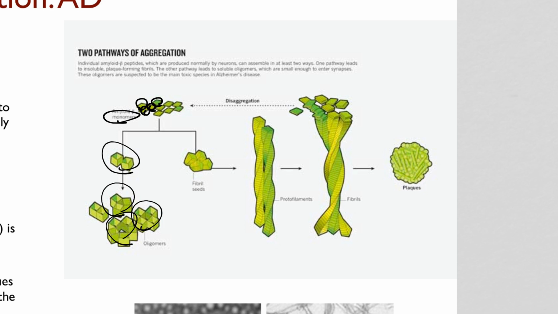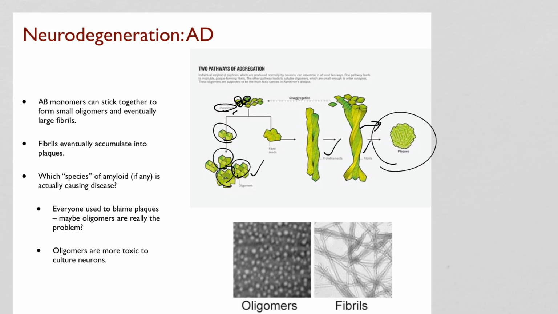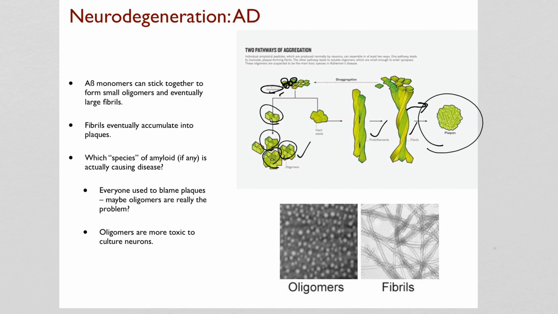Okay, so you have this progressive growth from monomer to oligomer to protofilaments to fibrils, and eventually fibrils form these big, massive clusters called plaques, where there are trillions of proteins, of individual peptides in a single plaque. They're huge structures on a cellular level anyway. Okay, so the question in all of this is, where is the damage coming from?